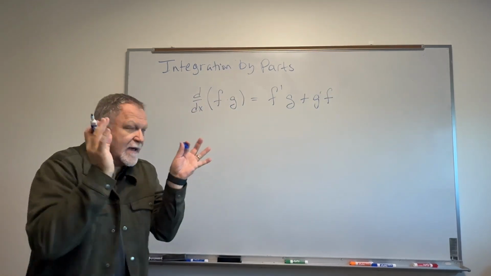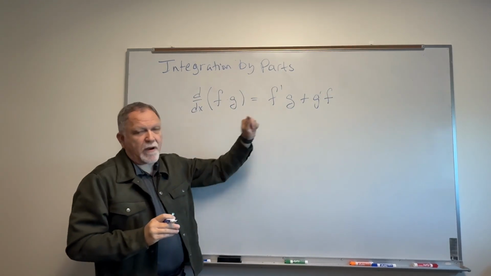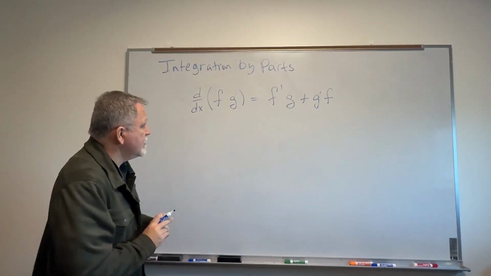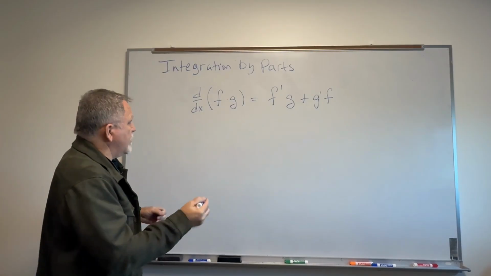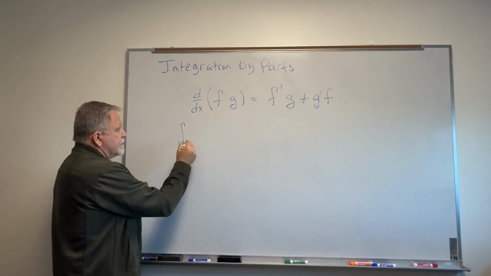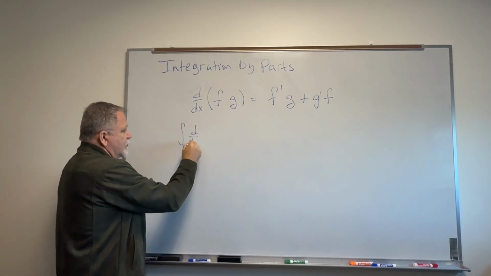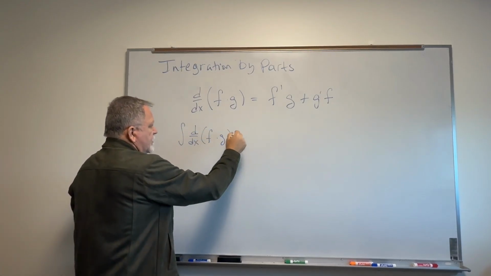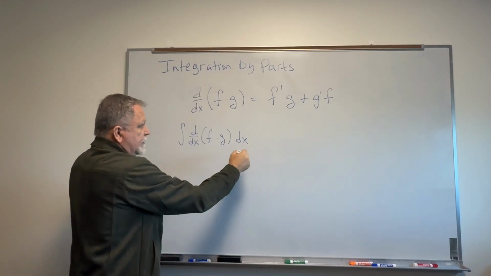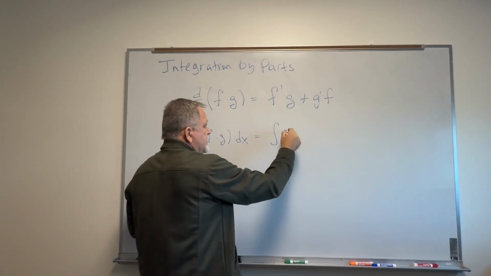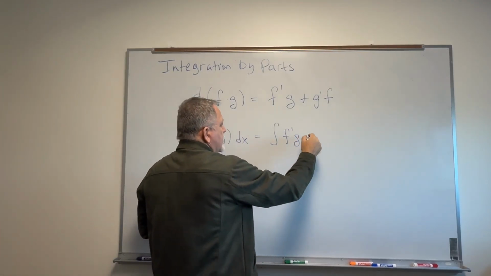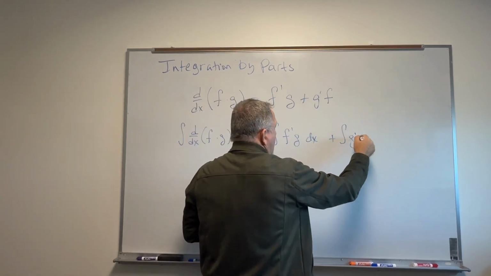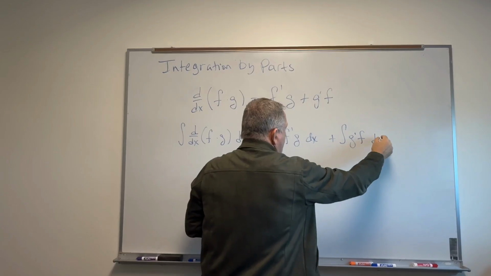I know I'm dropping the of x here for f prime of x and g prime of x just to be efficient with my writing, but these are all functions of x. So then if I go to integrate this with respect to x, so integrate the derivative of f times g with respect to x. So I'm integrating with respect to x. I'm going to go over and integrate here with respect to x, f prime of g with respect to x plus g prime of f with respect to x.